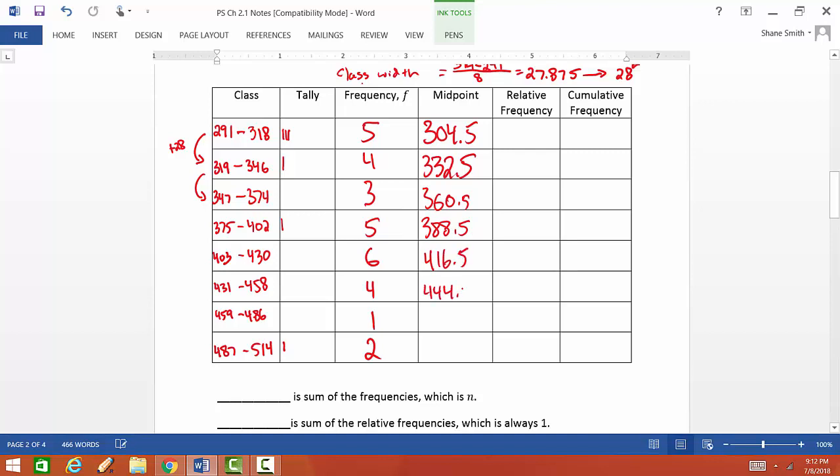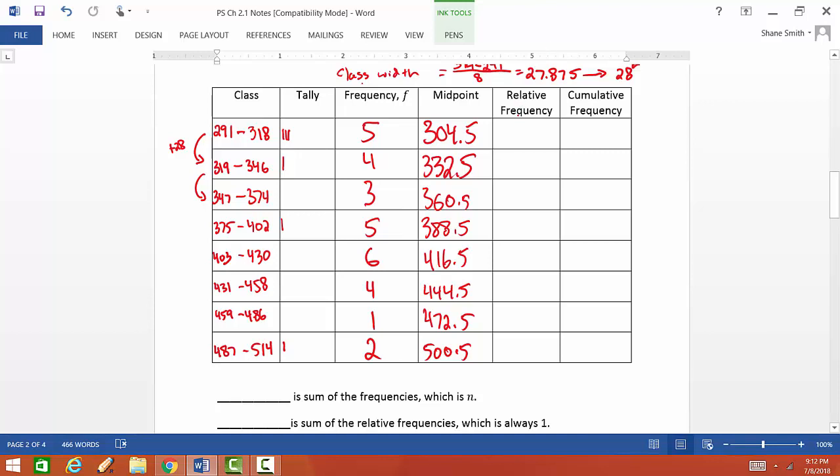So if you're doing this by hand, a good way to check your work is add 28 going down, or whatever the class width is, and then check it. Find the average of these two. If you add 487 and 514 and divide by 2, you're going to get 500.5.